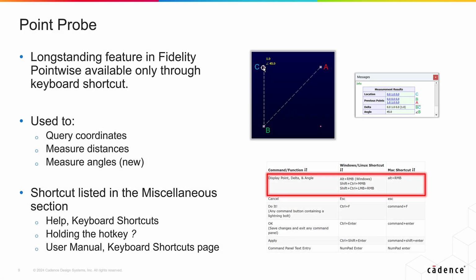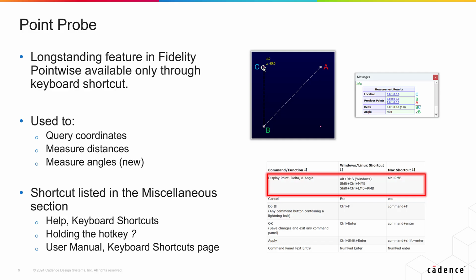The point probe. This is one of those features that is extremely useful, and it's one of our longest standing features in Fidelity Pointwise, but it's often overlooked or just unknown of because it's only available via keyboard shortcut. It has always been used to query point locations and measure distance in the display window in an interactive way. For 2024.2, we have extended its capability to also measure angles.